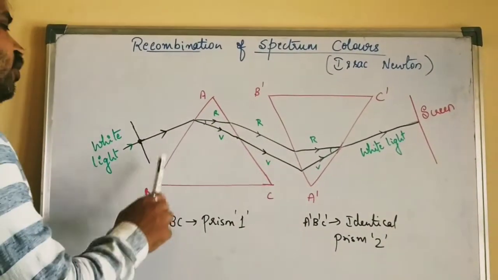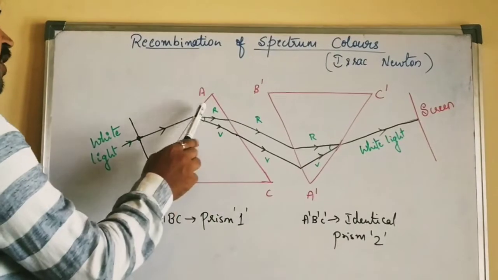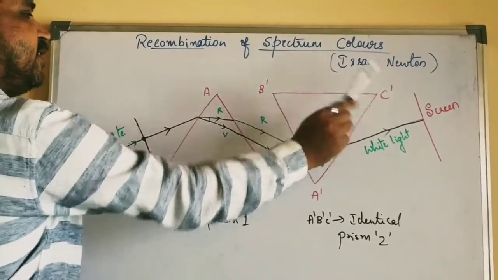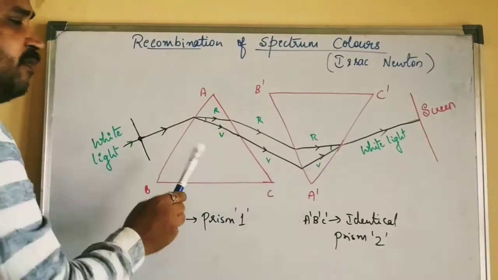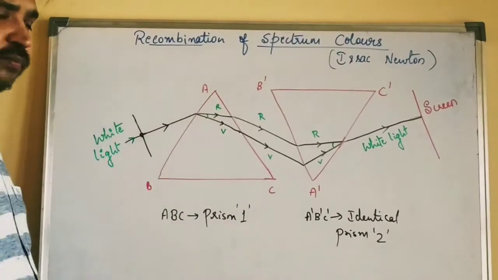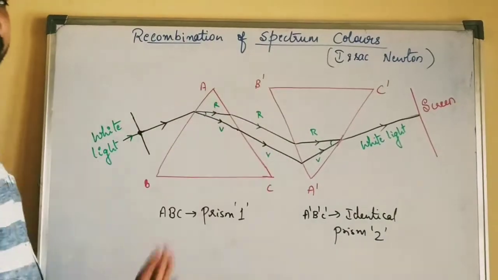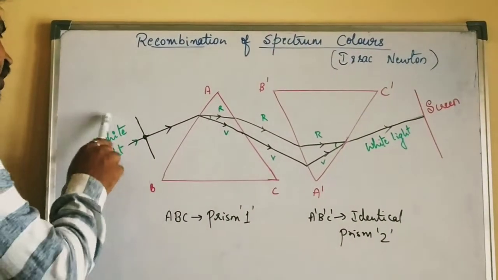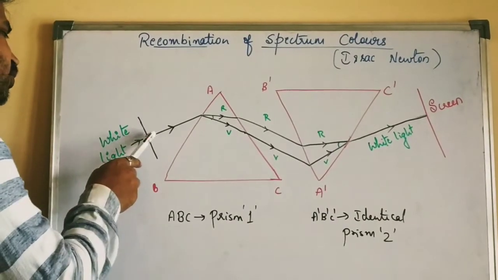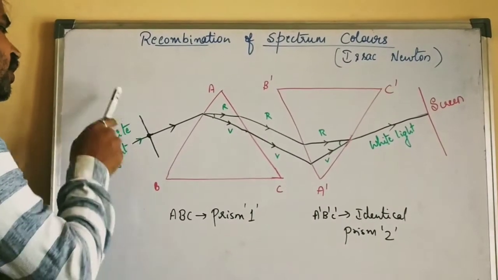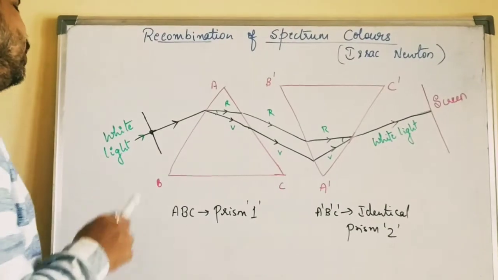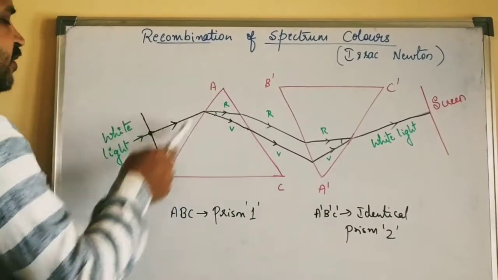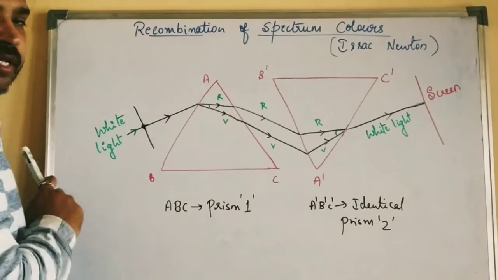You should know that in the prism ABC, A is the principal angle of the prism. In the prism A dash B dash C dash, A dash is the principal angle of the prism. Both are opposite here. Like that, he arranged this setup. Next, he took a white light passed through a pinhole in a sheet of paper, so that a narrow beam of white light is incident on the face AB of the first prism ABC.